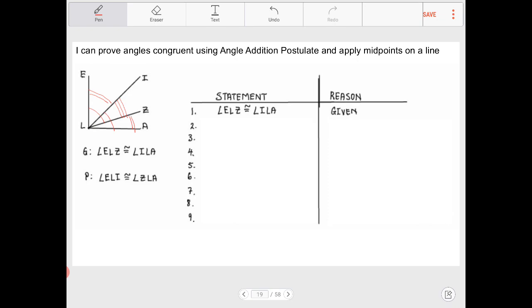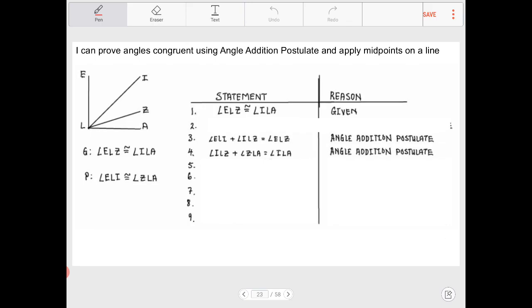So how are we going to do that? Same strategy. I know that ELZ is made up of ELI plus ILZ, and that is because of angle addition postulate. And I can make a similar argument with the right-hand side of statement number 1. I know what ILA is made up of: ILA is made up of ILZ plus ZLA. And again, this is because of angle addition postulate.